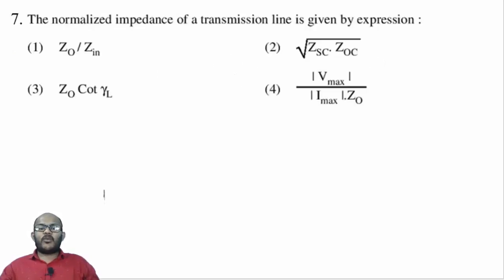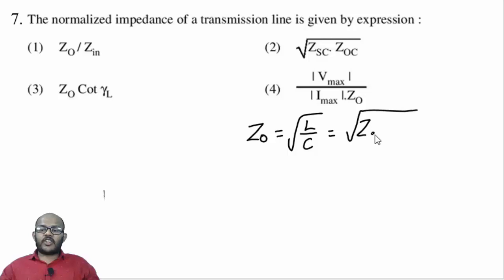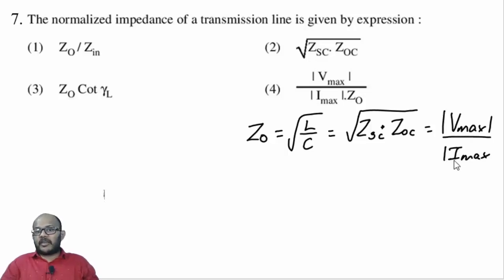Moving on to seventh question, what they have given is the normalized impedance of a transmission line is given by the expression. We know that the characteristic impedance is given by under root of L divided by C, which is equals to under root of Z short circuit into Z open circuit. Or one more formula is mod of V max divided by mod I max. So this is the characteristic impedance formula.